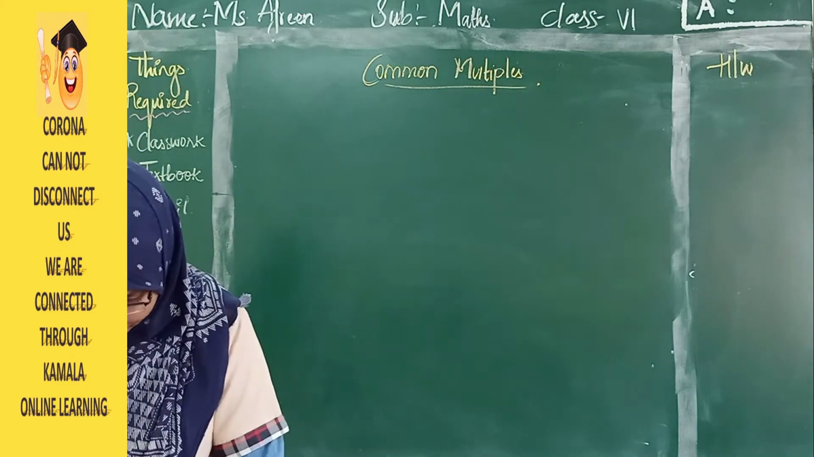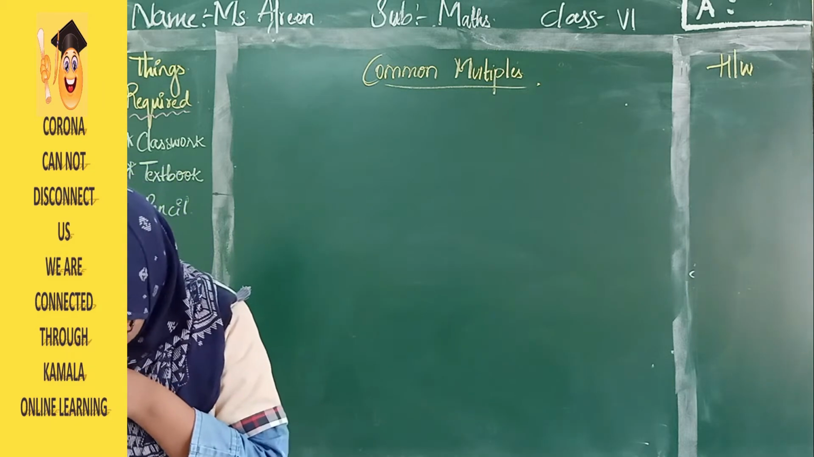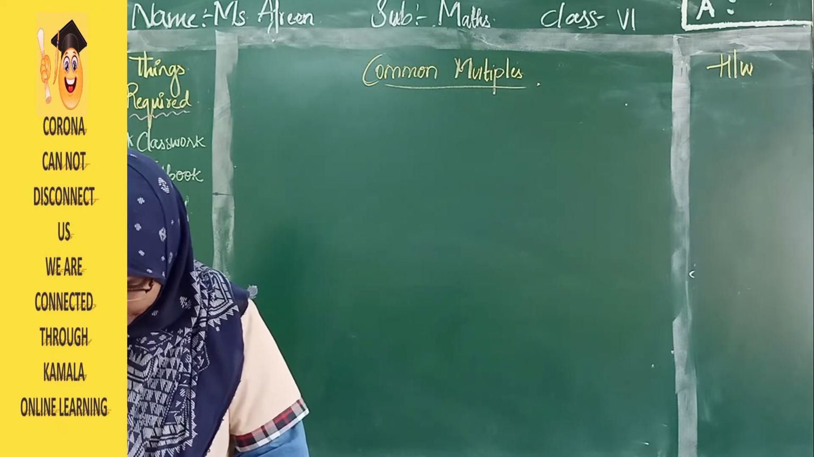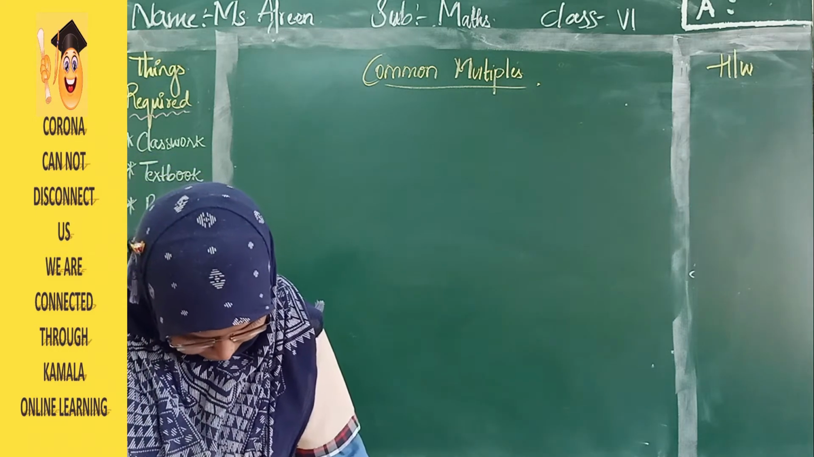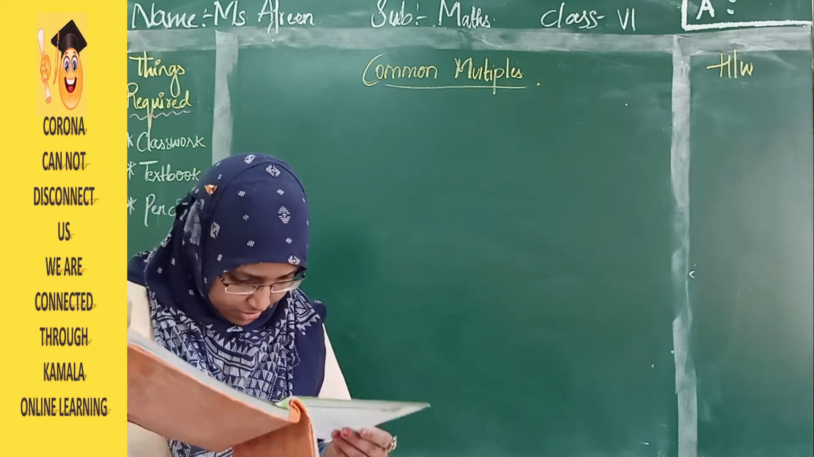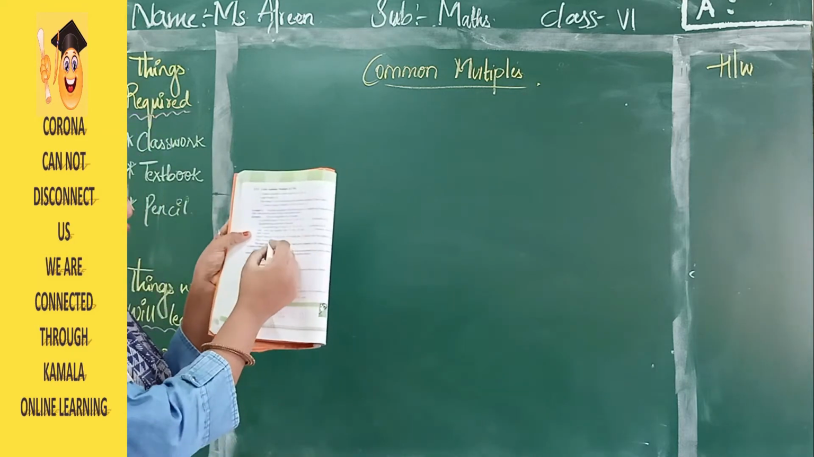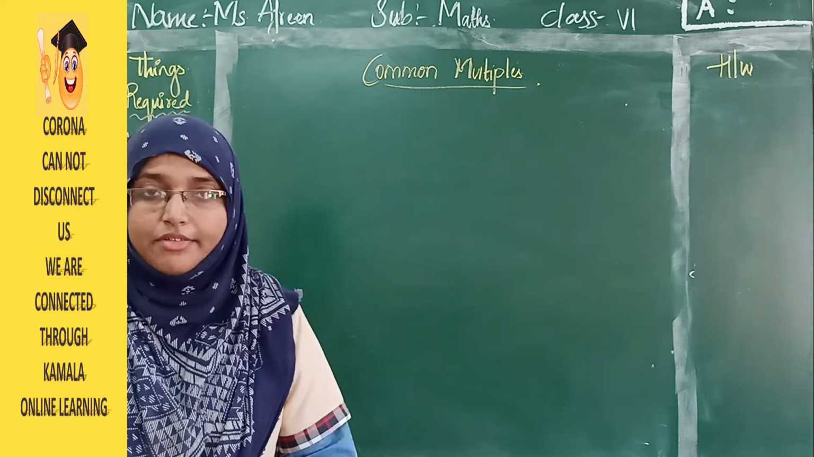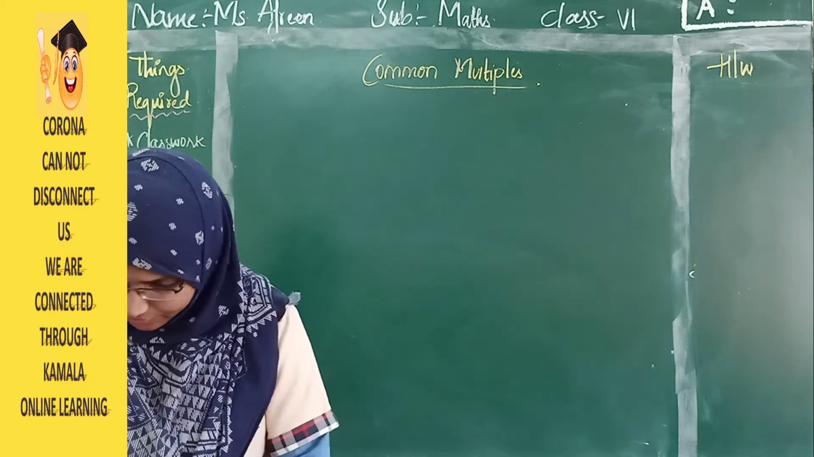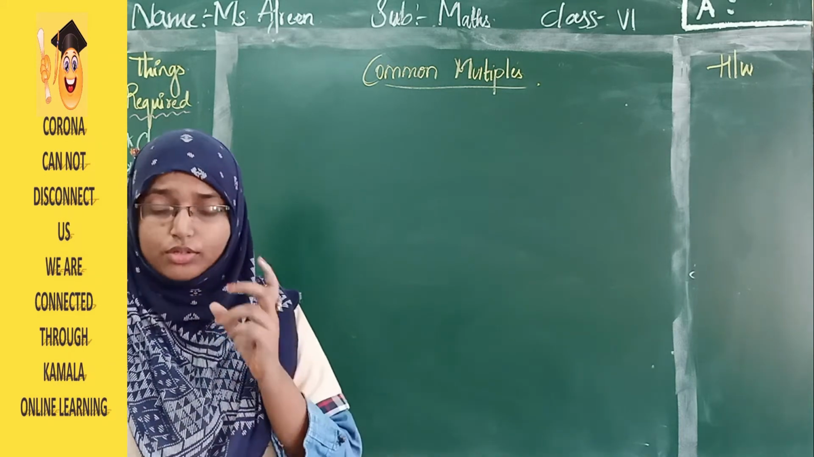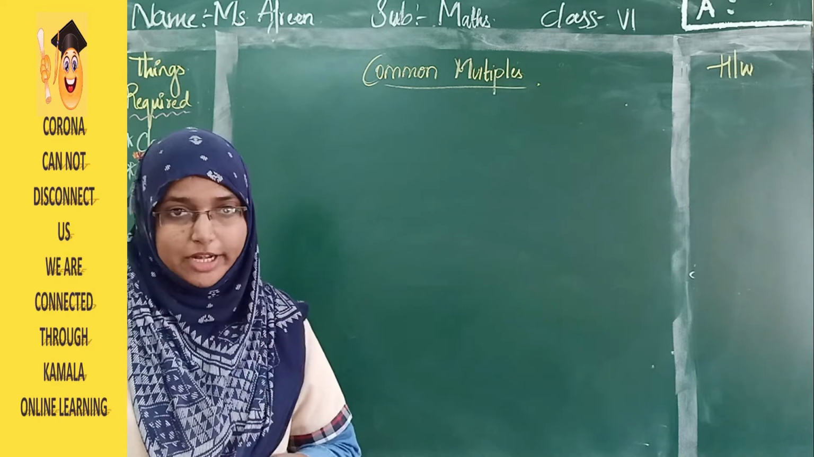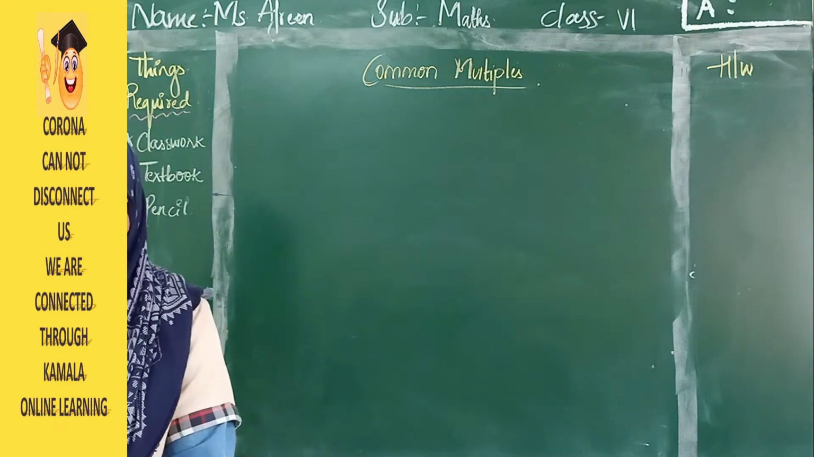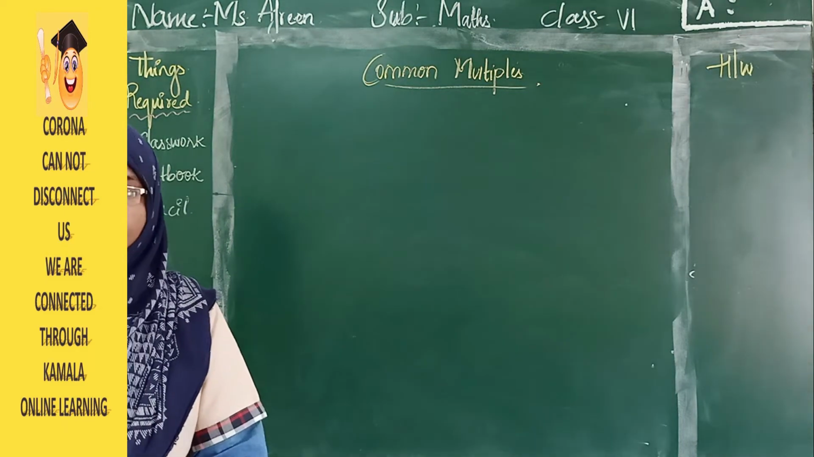So what you are going to do: keep the heading LCM and write down that complete statement, and then write there are three methods of finding LCM. The first one is the common multiple method, the second one is the prime factorization method, and the third one is the division method.